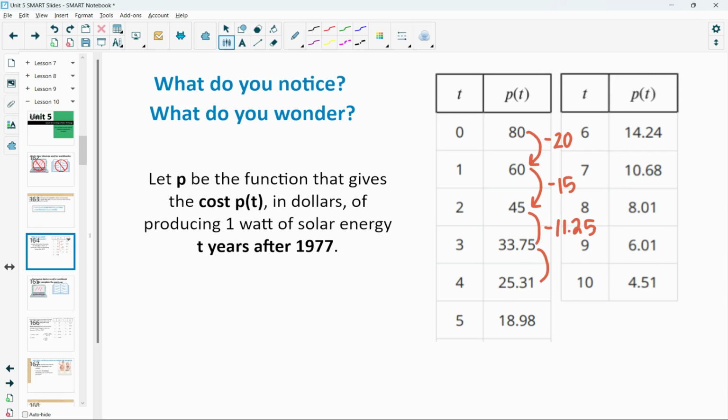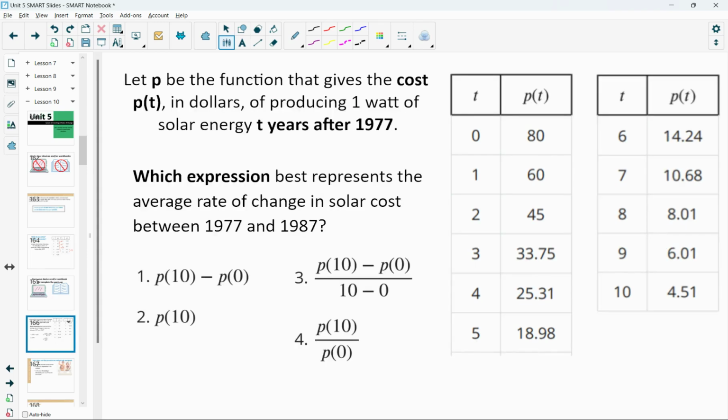So when you get down to the last one, between 9 and 10 years after 1977, then we see that it's only decreased by 1.5. So maybe you're noticing that the amount of change is decreasing over time, and maybe you wondered why that is. Why isn't it staying the same? Or certainly a ton of other things you could have noticed and wondered as well. So then go ahead and finish the rest of the warm-up.